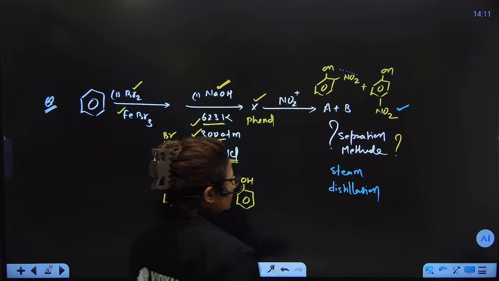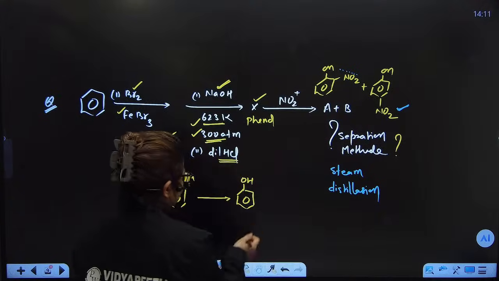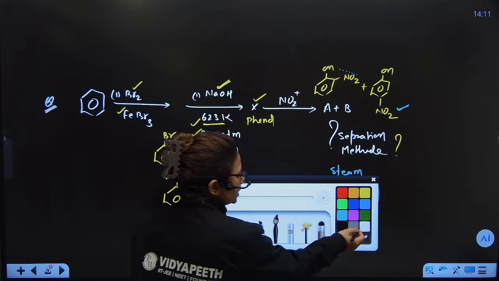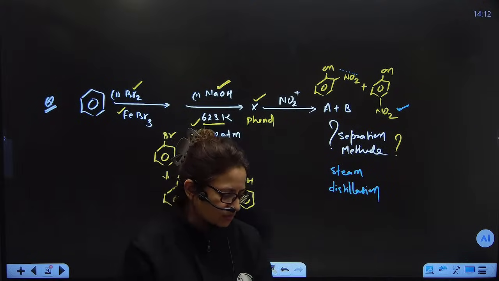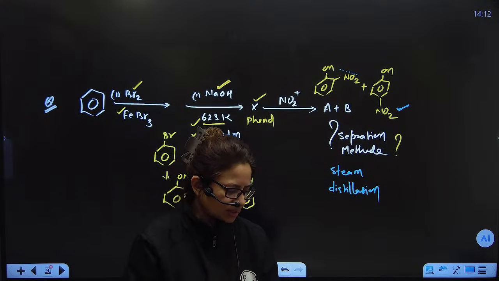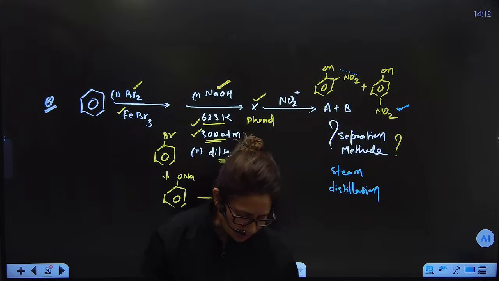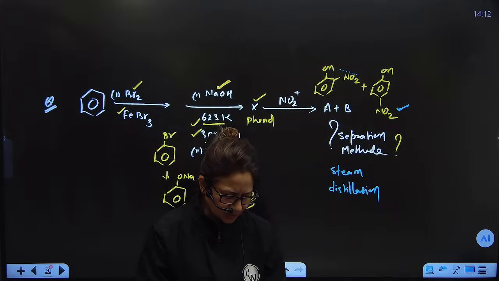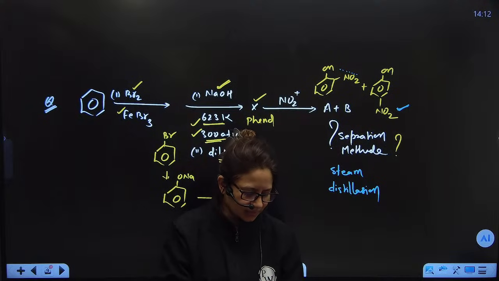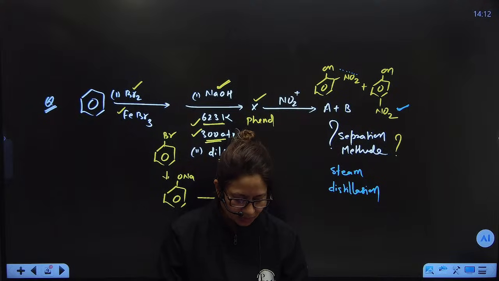Okay, now let's move to the next question. Let me read the options. Steam distillation is given in the first option, then fractional distillation, distillation under reduced pressure, and azeotropic distillation. So we can mark steam distillation. Easy question. For those who have studied phenol, it's a really simple question. Let's move to the next question.